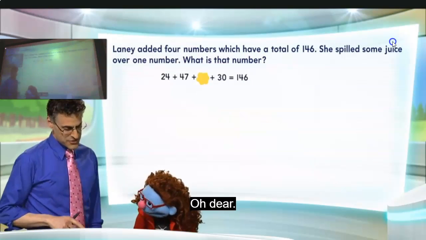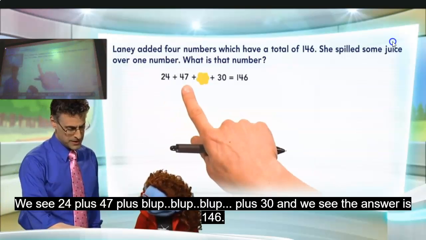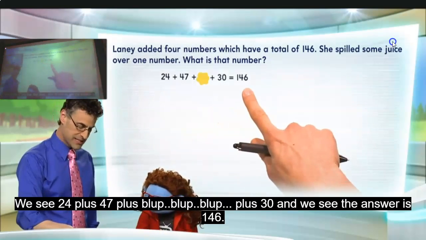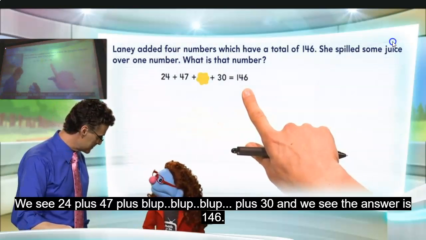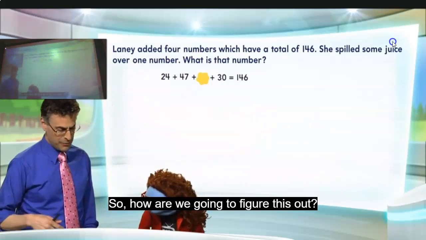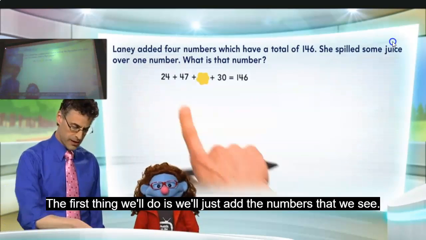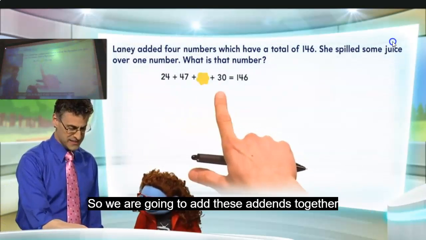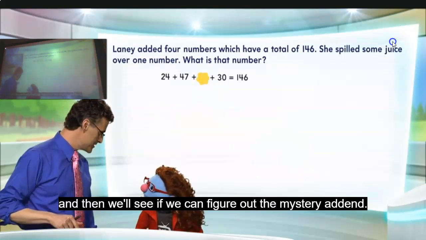Oh, dear. So here's what we see. We see 24 plus 47 plus blah, blah, blah, blah, blah, plus 30, and we see the answer is 146. Ooh, that's a clue. That is a clue. In fact, all of them are clues. So how are we going to figure this out? The first thing we'll do is we'll just add the numbers that we see. So we're going to add these addends together, and then we'll see if we can figure out the mystery addend.